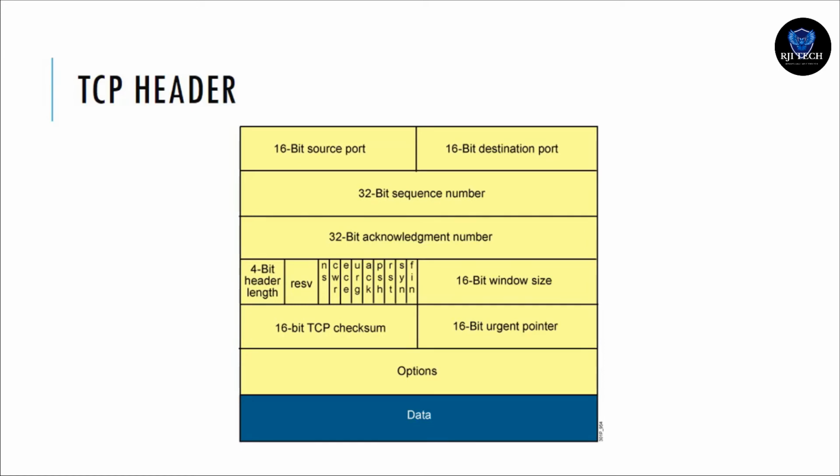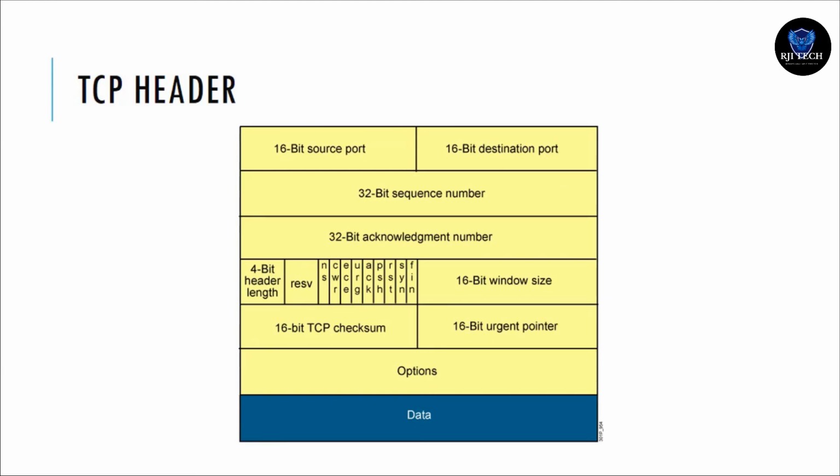We can see the source port, the destination port. We can see the sequence number used for sequencing data. We can see the 32-bit acknowledgement number, which is used for acknowledging data being sent. We can see the 16-bit window size used for flow control. We can see the checksum, which is used for checking errors across the header and the data. We can see the 16-bit urgent pointer, which points to the urgent data inside the data field.